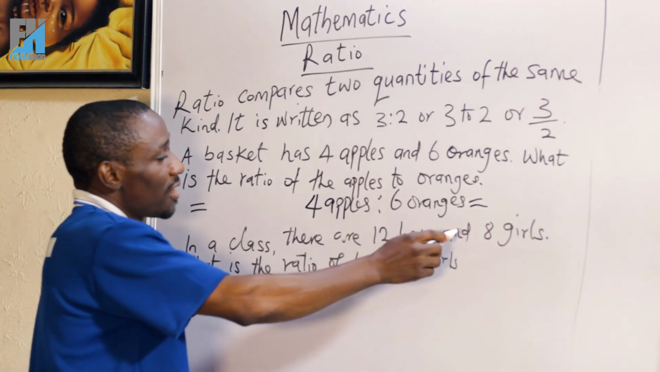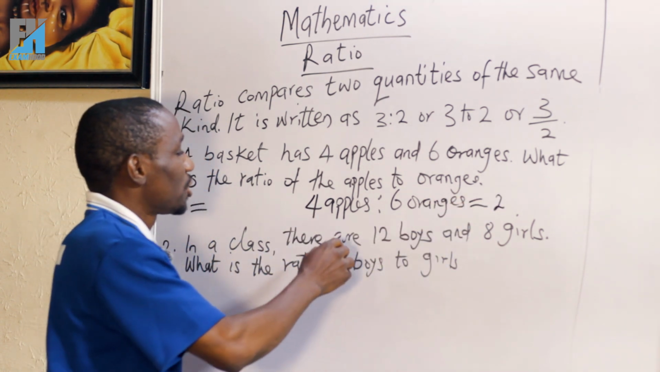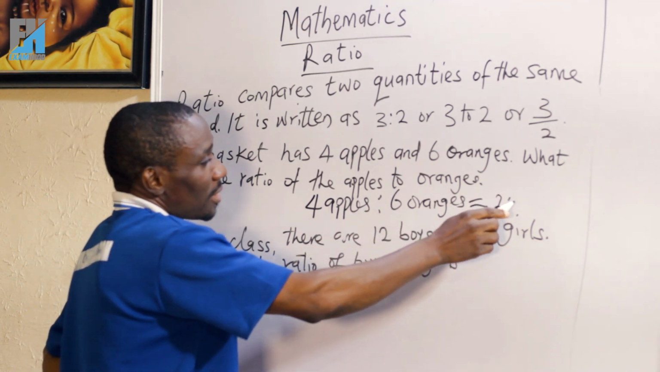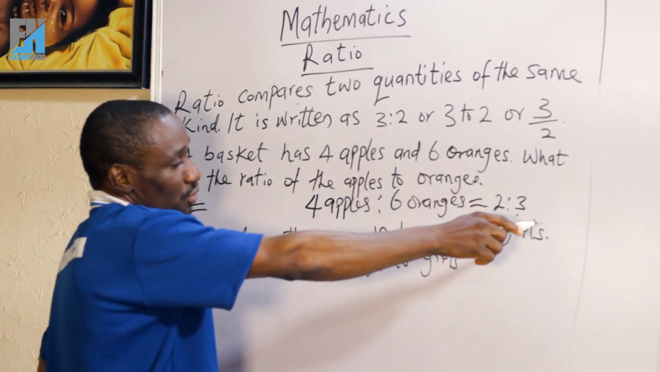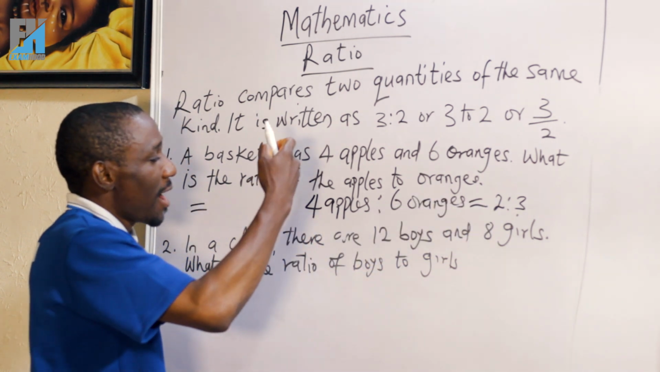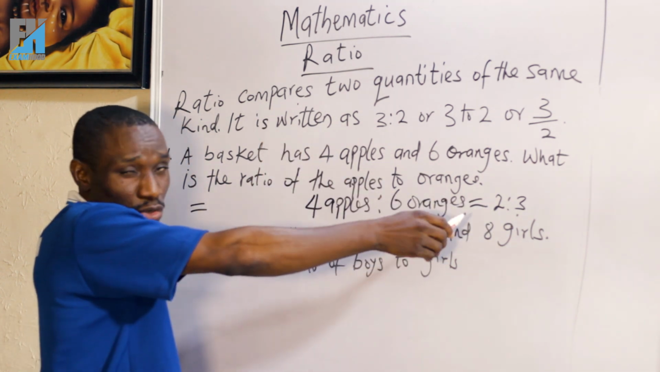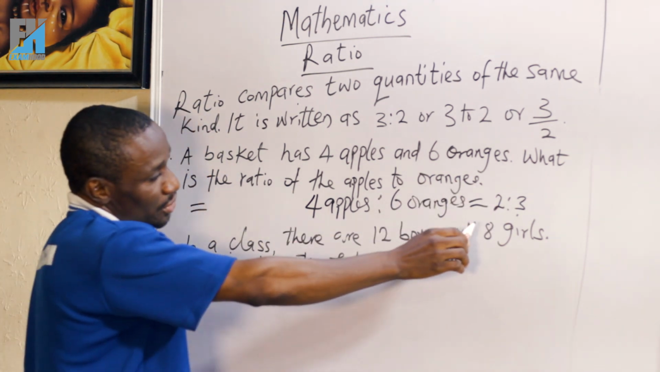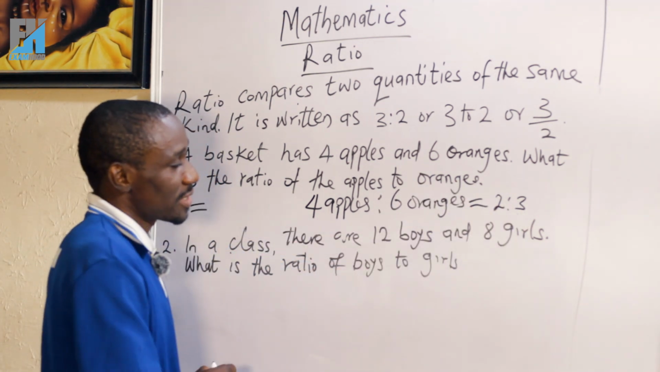Since you can still break them into smaller units, 2 into 4, we are going to have 2, and 2 into 6, we are going to have 3. So your answer is 2 is to 3. So the ratio of apples to oranges in its lowest term is 2 to 3. That is how it is expressed.